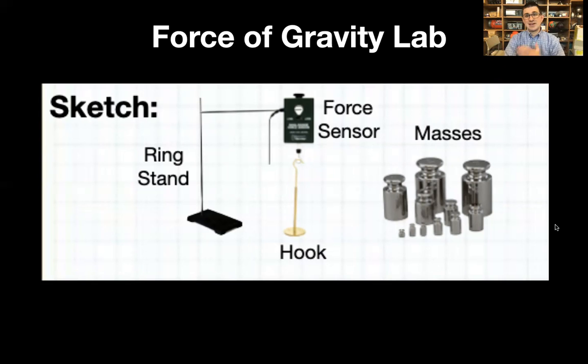So make sure you get a labeled sketch down into your lab notebook, which includes at least all of these four things. The last thing you might want to include is an electronic balance, which will allow us to figure out the mass of the masses. The masses will also be labeled, so we'll know how much mass each one is, but it wouldn't be bad to include an electronic balance just to check the mass of all of the masses.